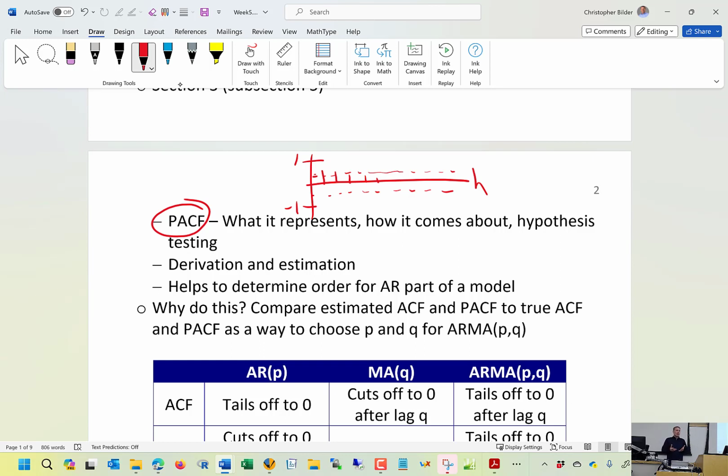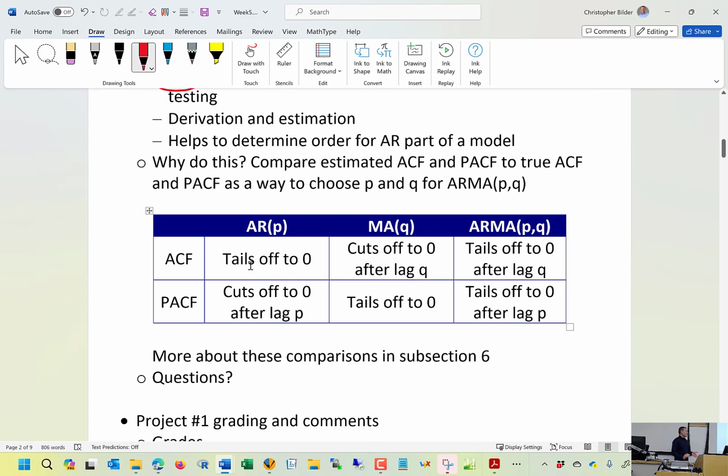With the partial autocorrelation function, we found that we can use it to help us determine what P should be, the order of the autoregressive model. And this gets into why we look at the ACF and why we look at the PACF. Here's a nice little table that you'll see again in subsection 6 that puts together some other parts of the notes we've had previously, showing the relationships between these kinds of models and an ACF and a PACF.